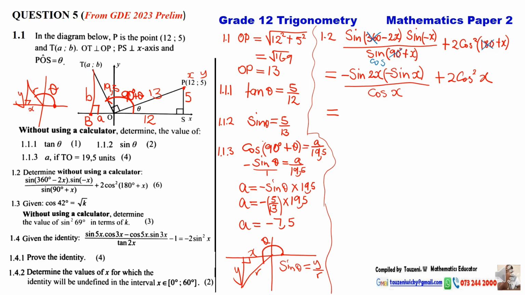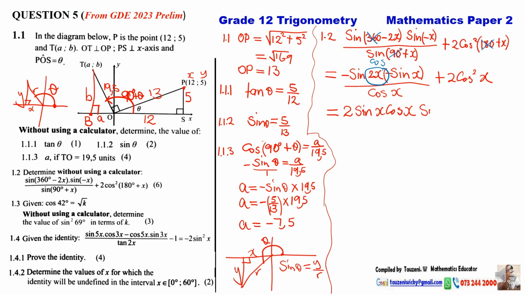I have a double angle here. It only makes sense to say that this double angle has to be changed using the double angle identities. What do we know about the double angle identities? We know that the sine of 2x is equal to 2 multiplied by sine x multiplied by cos x. This is coming from the double angle.